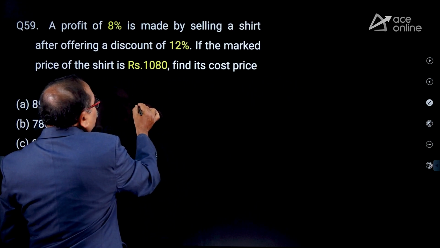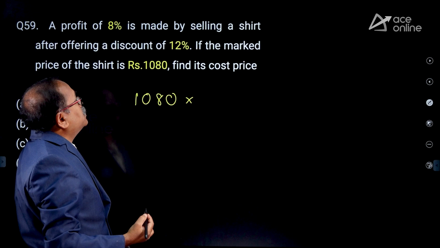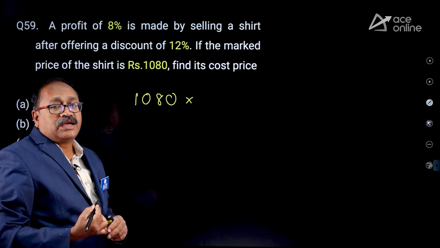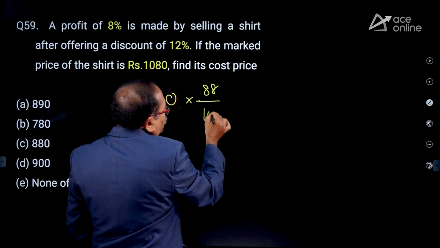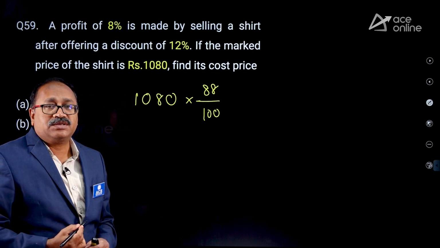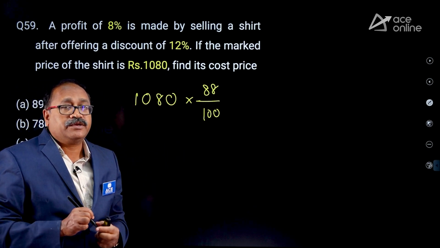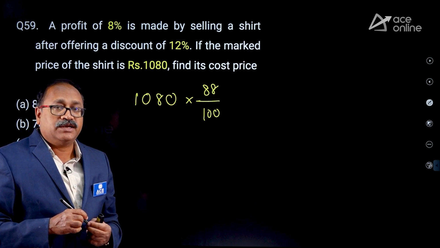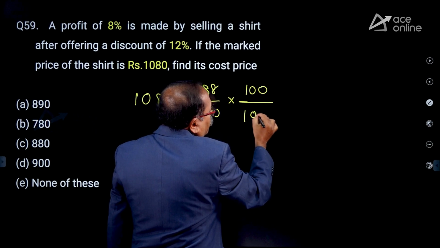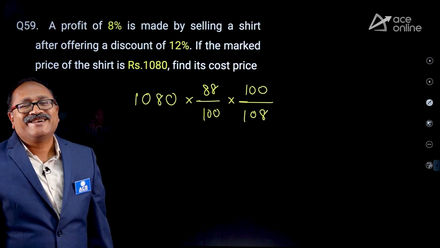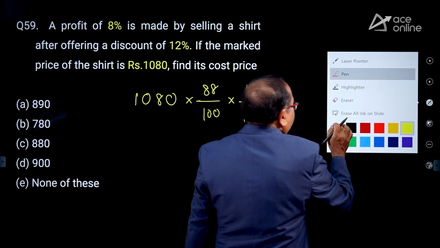Here, that is 1080 into, there is a discount of 12% on this marked price. That means it sells at 88% of this marked price. So 88 by 100, this is my selling price. And there is a profit of 8%. That means this selling price is 108%. I need the cost price. That means I need 100%. So let's take the 100% over here, whereas you have been given 108%. You are getting the cost price here. It's as simple as this. So let's work this out.